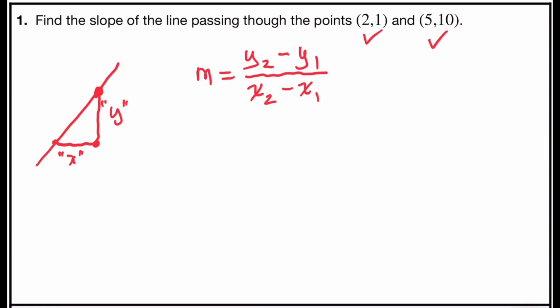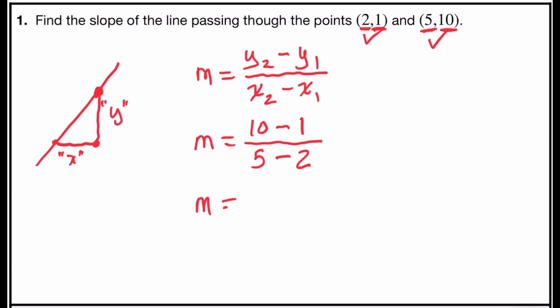So I'm going to substitute and use the order of operations. My second y coordinate is 10, so I would have 10 minus my first y coordinate, 1. That would be over, because it's a ratio I'm going to compare it to, the second x coordinate, 5, minus the first x coordinate, 2. So once you have your substitution, all you have to do is subtract on the top, subtract on the bottom, and divide if needed. Just follow the order of operations.